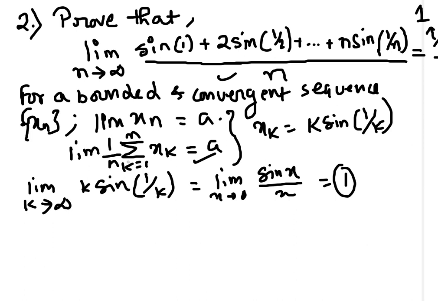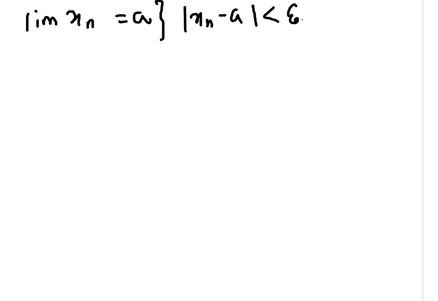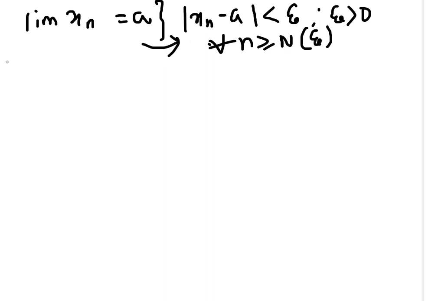Now how do we prove that if the limit of x_n is a, then this also tends to a? I'll just give you a hint. I'm not going to complete the problem here. My hint is that suppose you have the limit of x_n equal to a. Now you need to know the definition of limits, from which you can say that |x_n minus a| should be less than epsilon, where epsilon is greater than 0, and this should hold for all n greater than or equal to capital N, which is also dependent on epsilon. So that's the takeaway from this formula.